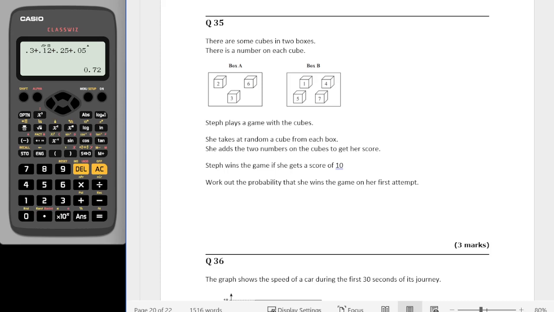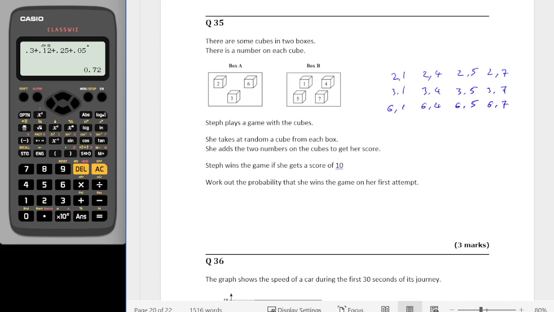So if we think about the options, we could have a 2 and a 1, a 2 and a 4, a 2 and a 5, or a 2 and a 7. We could then have a 3 and a 1, a 3 and a 4, a 3 and a 5, a 3 and a 7. We could then have a 6 and a 1, a 6 and a 4, a 6 and a 5, and a 6 and a 7.